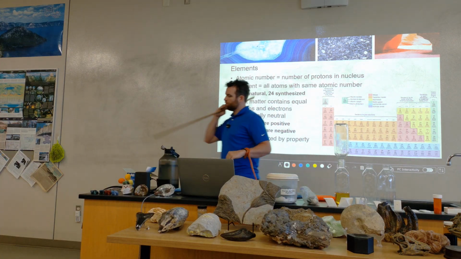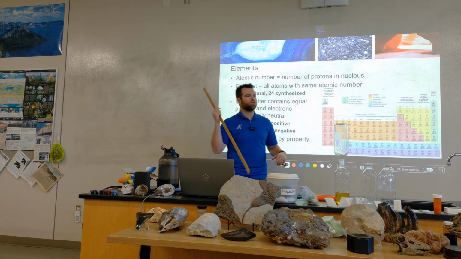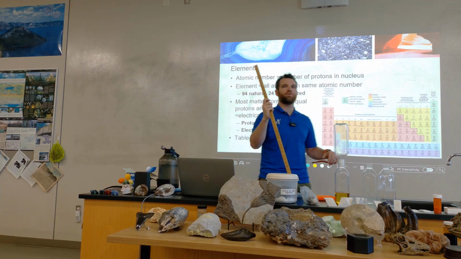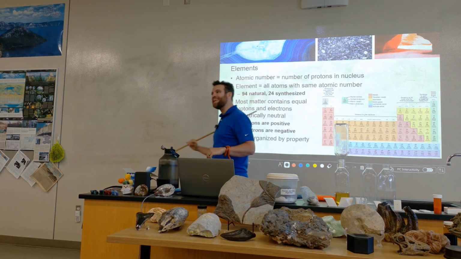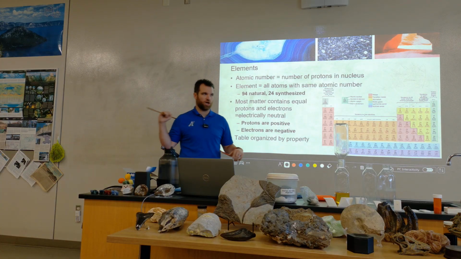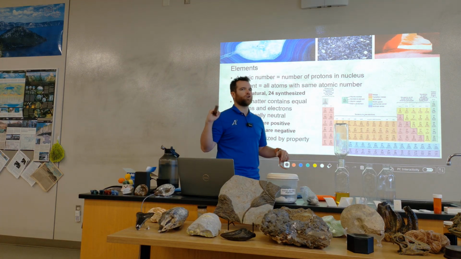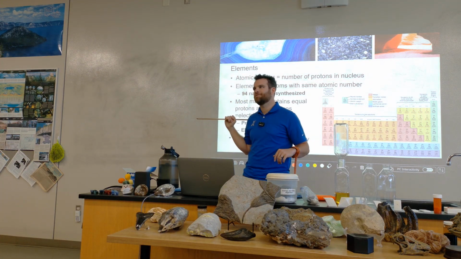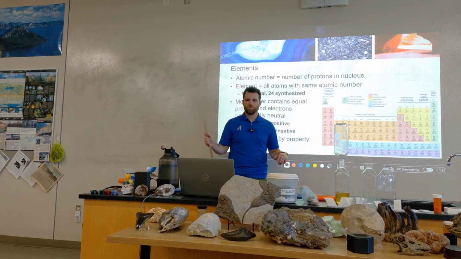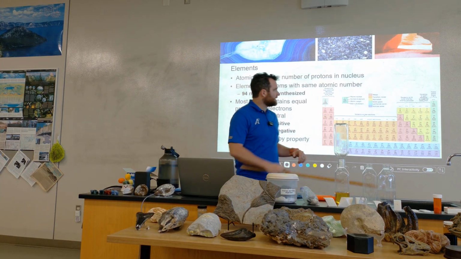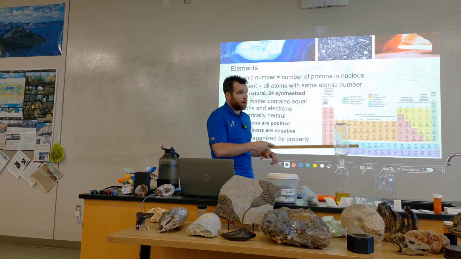All right, so in your nucleus, protons have a positive electric charge. Electrons have a negative electric charge. What do you think neutrons have? Yeah, they're neutral, hence the name neutron, right? Okay. Good. Our periodic table is organized by a couple of different properties.